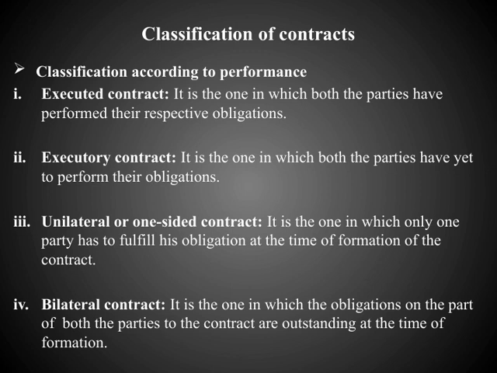Then there are bilateral contracts. These involve obligations on both sides from the very beginning. Most everyday contracts, like employment agreements or sales contracts, fall into this category because both parties have commitments they need to fulfill. Understanding these classifications helps us see how different agreements function and what to expect from each type, which ties into the broader theme of contract law and how it governs our transactions.